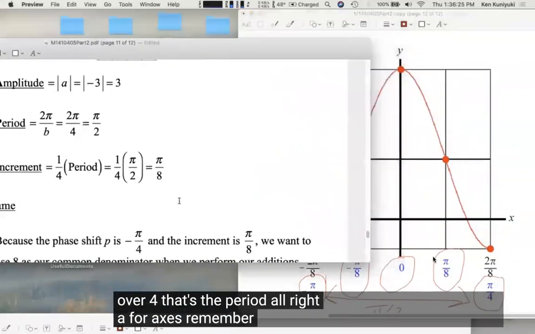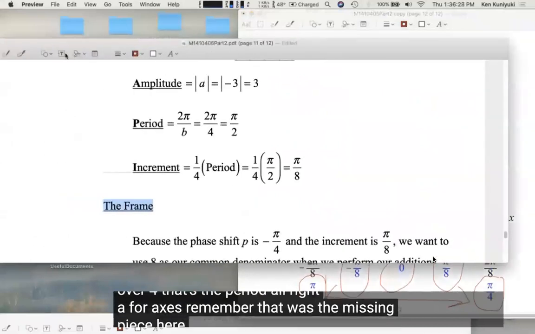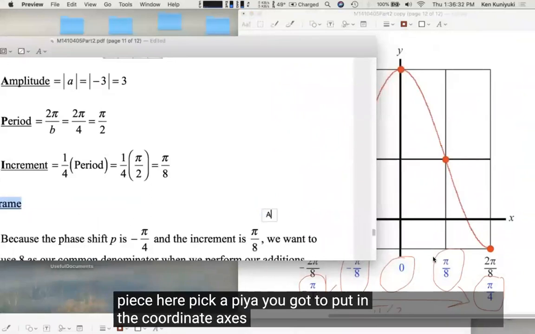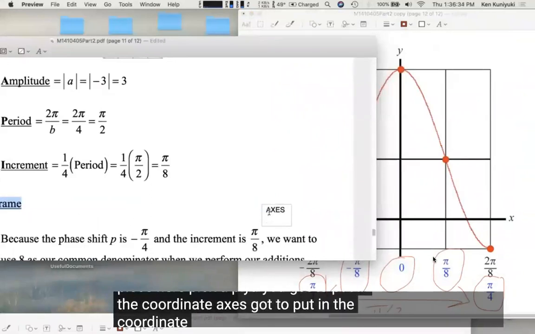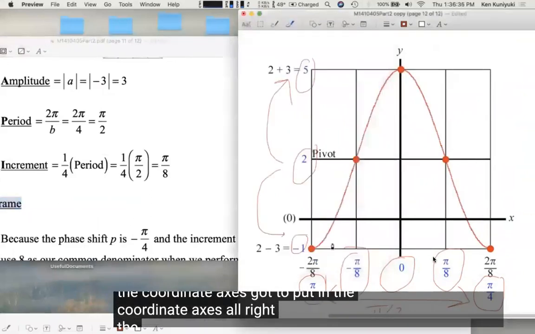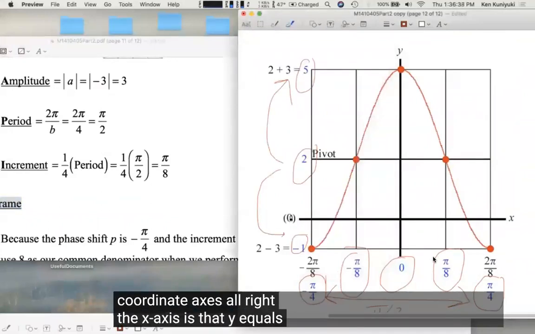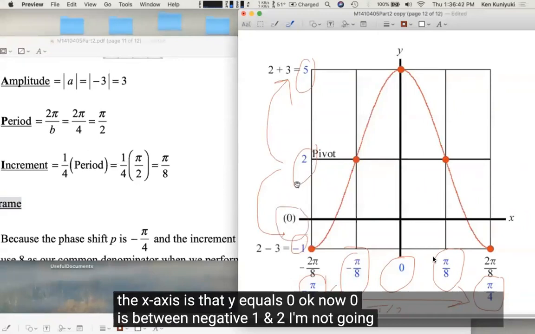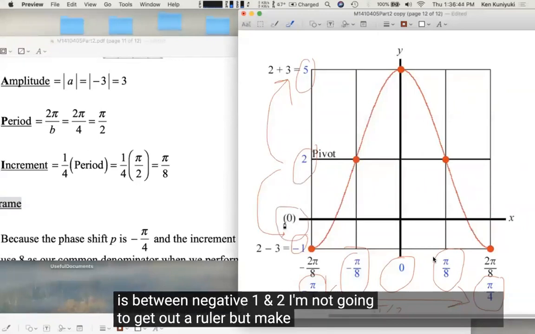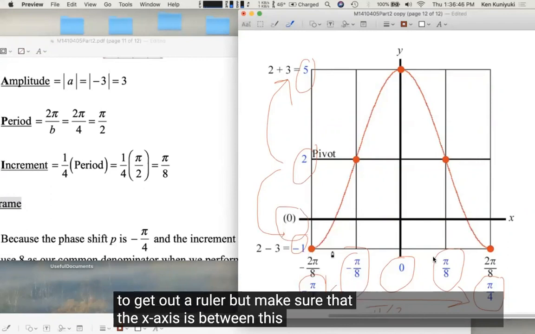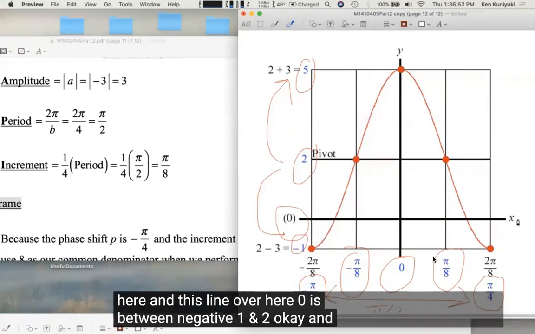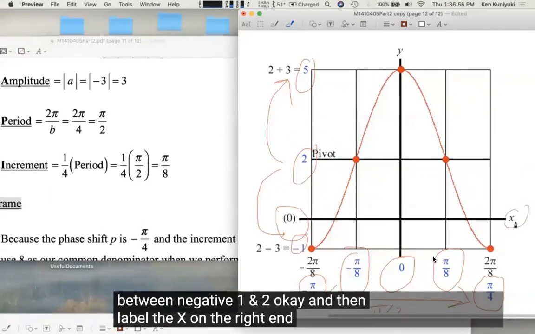A for axes, remember, that was the missing piece here. You got to put in the coordinate axes. The x-axis is at y equals 0. Okay, now 0 is between negative 1 and 2. I'm not going to get out a ruler, but make sure that the x-axis is between this line over here and this line over here. 0 is between negative 1 and 2, okay? And then label the x on the right end.